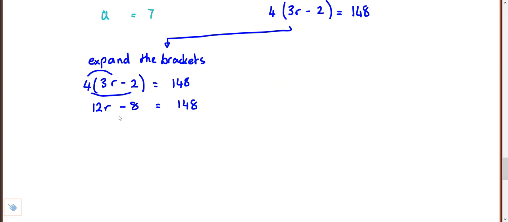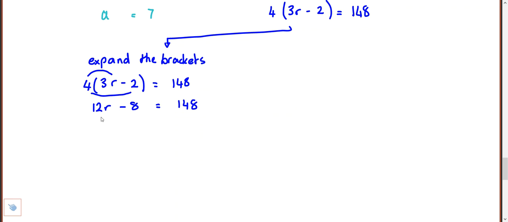So now, let's read it again. We've got a slightly different problem. Can you read that to me first? I start with a number, then you times by 12, and then minus 8, and I get the answer 148.